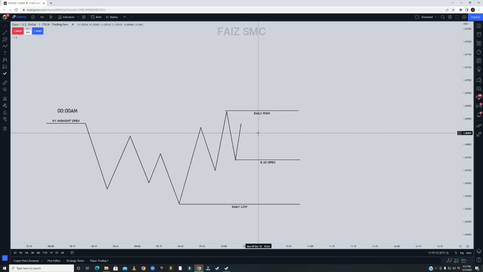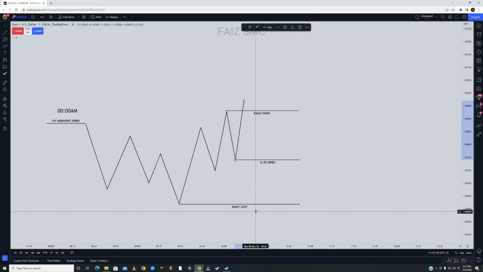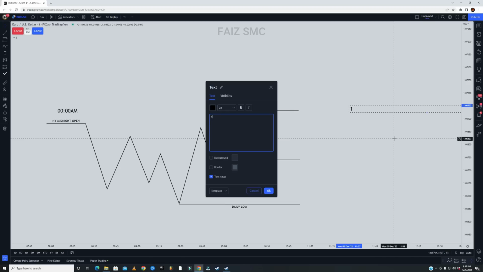After 8:30, you want to see price sweep either the daily high or the daily low. And you have a window period till 12 p.m. New York time.